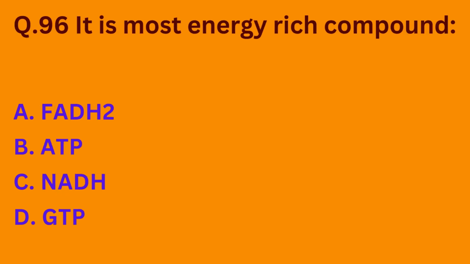Question number 96. It is most energy rich compound. Option A FADH2, option B ATP, option C NADH, and option D GTP. So the correct option is option C. NADH is basically the most energy rich compound.